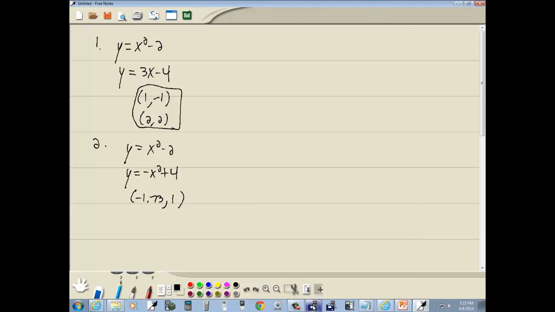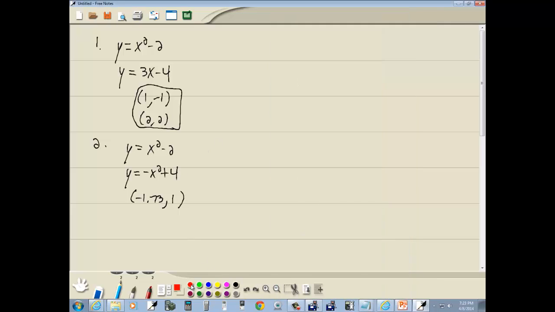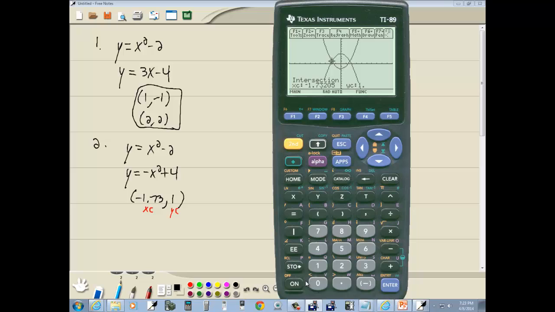And I think it was 1. Let me see. And 1. Now specifically, look at the variables next to it, xc and yc. So this is stored in xc, and this is stored in yc. If at all possible, we want to convert those to fractions.